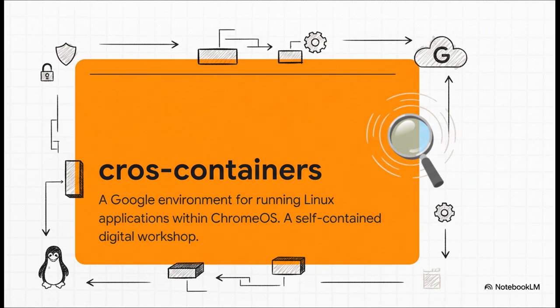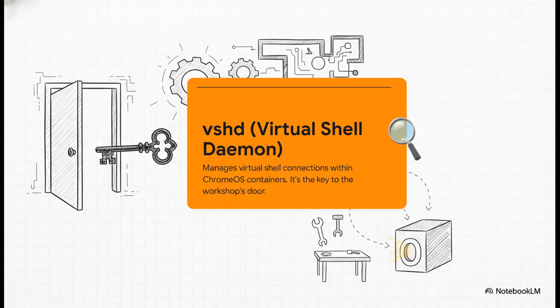Okay, so how does our mystery user actually get into this workshop? They use a program called VSHD, which stands for Virtual Shell Daemon. Think of it this way. If the container is the locked workshop, VSHD is the key that gets you through the door, letting you work inside using the command line.